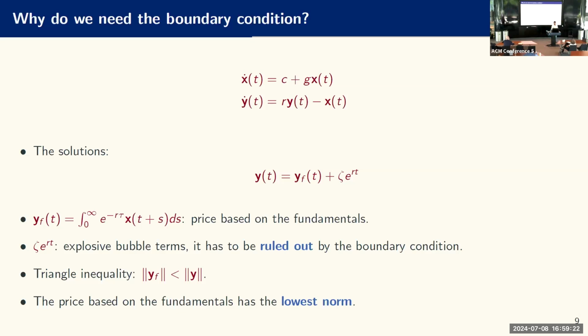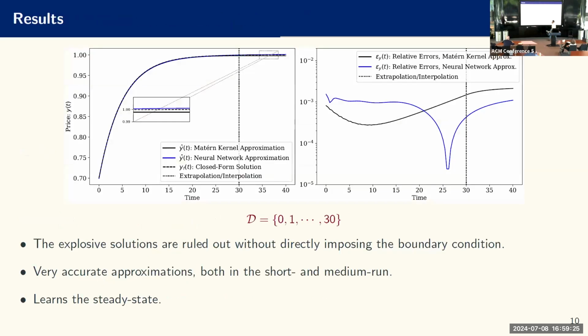Well, let's actually see it. All right. So the left-hand side shows the prices. The right-hand side shows the relative errors of the approximate solution with respect to the closed form solution for the price based on fundamentals that we have. The black one, I know you can't see it because they are all so accurate that they just all overlap, so I had to zoom out at the end of the extrapolation region. The black one is the solution of the ridgeless regression with Matérn kernel. The blue one is the solution with neural networks with no regularization. And the dashed one here is the closed form solution that I could calculate by hand. This is the benchmark solution.